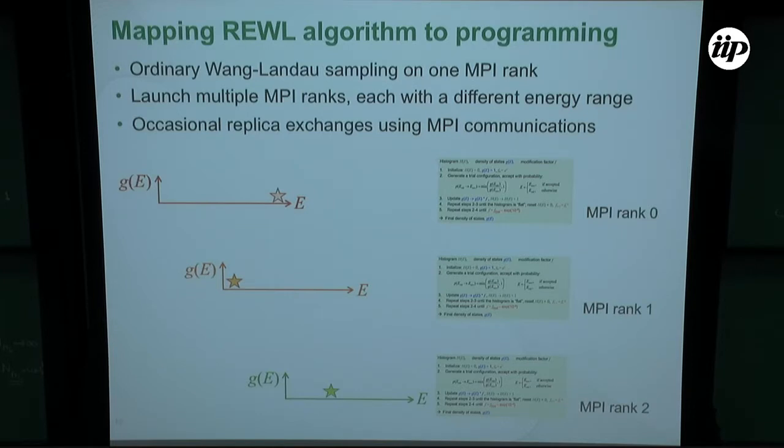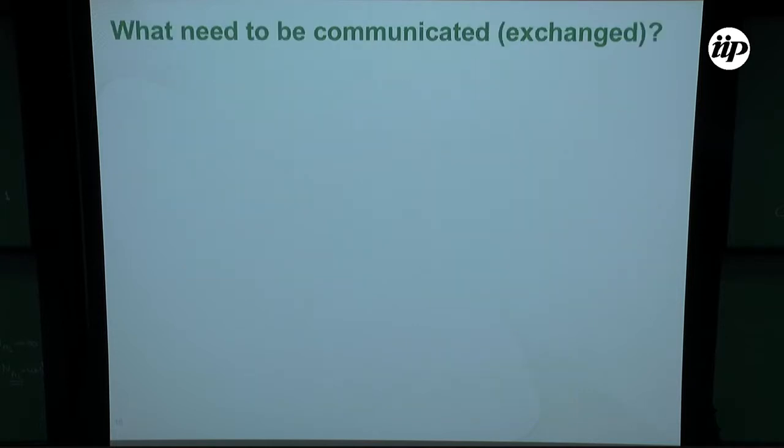And occasionally we need to do Replica-Exchange, right? So what it means is actually that you need to have some communications between a certain selected set of processors. So this is what we need to do. And so think about what needs to be communicated in Replica-Exchange Wang-Landau.